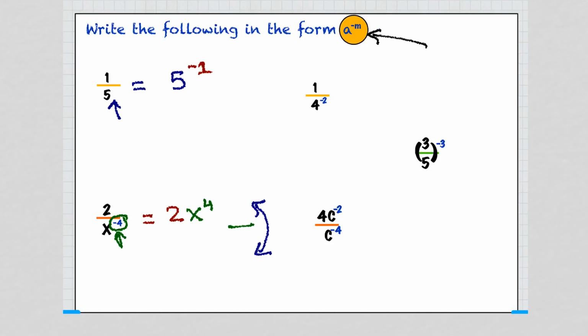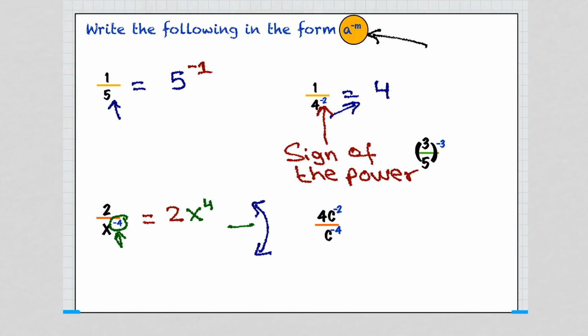Next question, 1 over 4 to the power minus 2. So what I'm going to do is write 4, I'm bringing 4 up, that's why I have to change the sign of the power. Always remember, you need to change the sign of the power whenever you take anything to the top or to the bottom. So 4 to the power minus 2 will become plus 2, 4 square.